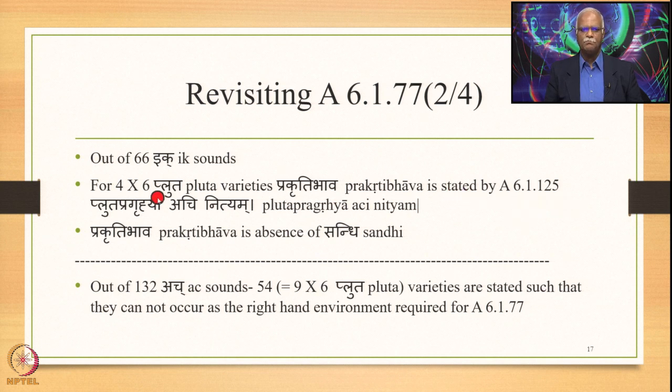6.1.125, which is Pluta Pragriha Achinityam, states the prakriti bhava with reference to those 24 varieties. What is a prakriti bhava? Prakriti bhava is the absence of the sandhi. You don't do the sandhi. Let the sounds remain in the prakriti. Prakriti is their own natural form. Don't change it. Don't modify it. That is the gist. So, 6.1.125 says that the pluta varieties remain in their prakriti. That means there is absence of sandhi. So then, we can remove these 24 from the list of substituents.